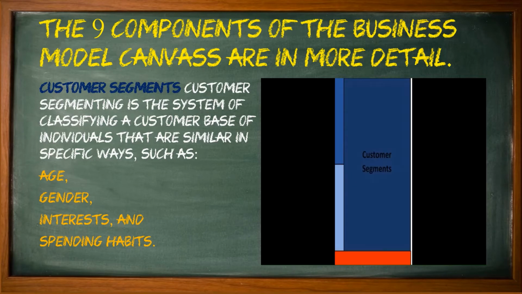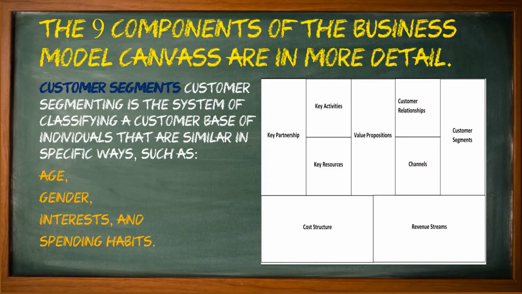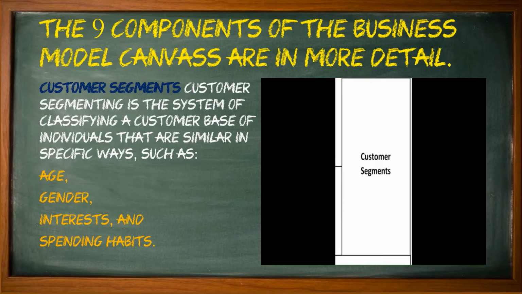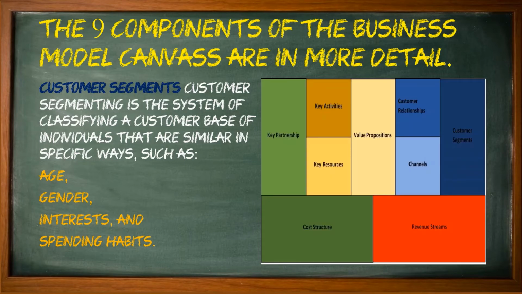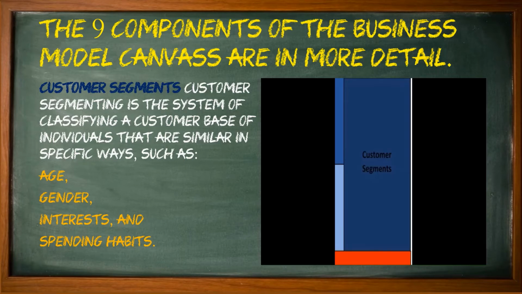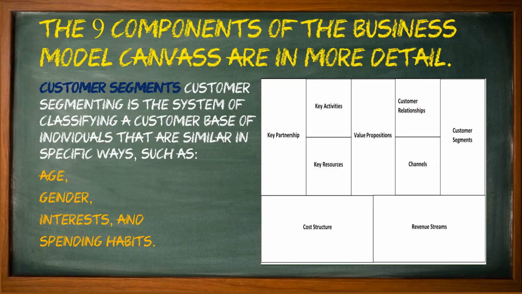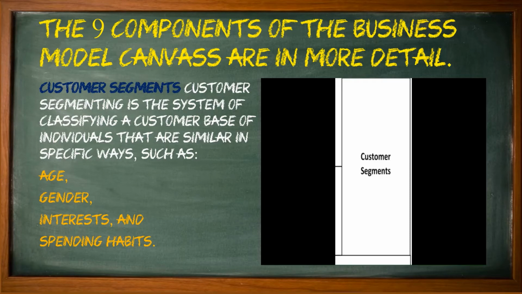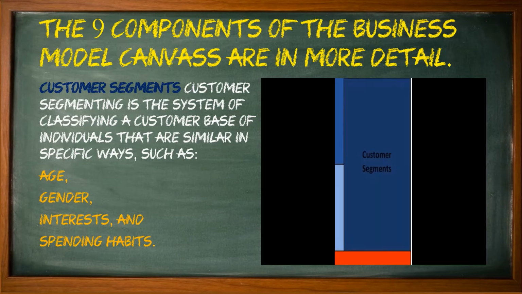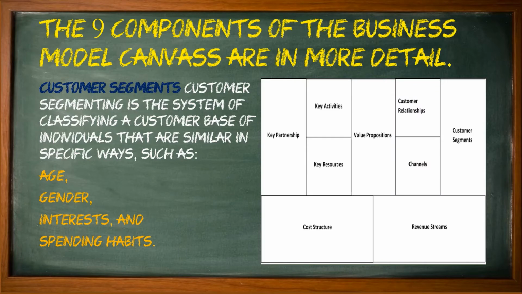Are they another business? If so, what are the characteristics of those businesses? Or are they other people? Does my value proposition appeal to men, women, or both? Does it appeal to young adults aged 20 to 30 or teenagers? What are the characteristics of the people who are looking for my value proposition?